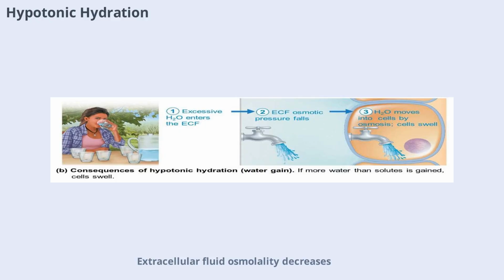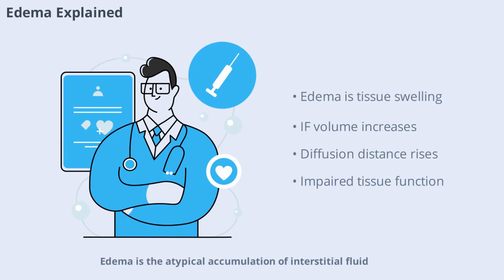Extracellular fluid osmolality decreases, causing hyponatremia and net osmosis of water into tissue cells, resulting in cell swelling. Symptoms include severe metabolic disturbances, nausea, vomiting, muscular cramping, cerebral edema, and possible death. Treatment involves hypertonic saline. Edema is the atypical accumulation of interstitial fluid, resulting in tissue swelling but not cell swelling.